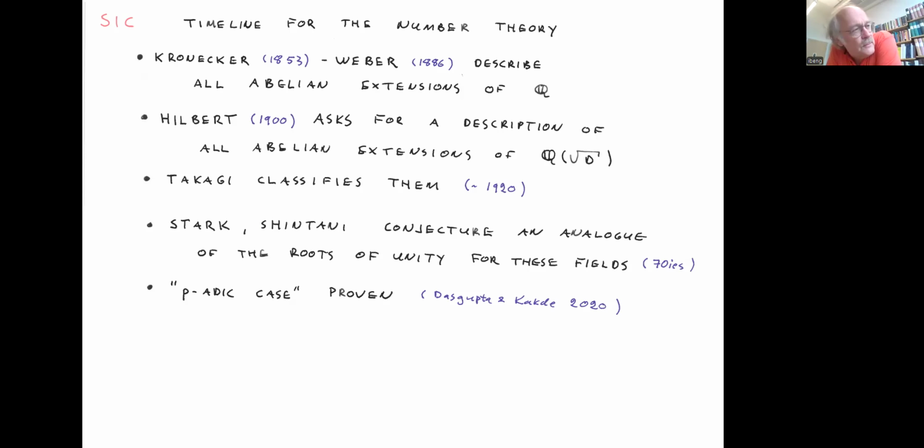And the catch is that the 20th century turned out to be too short for that. There was progress. In the 1920s, Takagi was able to classify all such abelian extensions. We're relying on that. In the 1970s, Harold Stark and Shintani were able to conjecture what is, so to say, an analog of the roots of unity for these particular number fields. These analogs are called Stark units these days. It's still conjectural that what they conjectured is correct, but it seems very plausible. And in fact, there's something called the p-adic case of this, which has been proven recently. That's what physicists would usually call a toy model of the real problem. It's probably not so relevant to what I'm talking about.